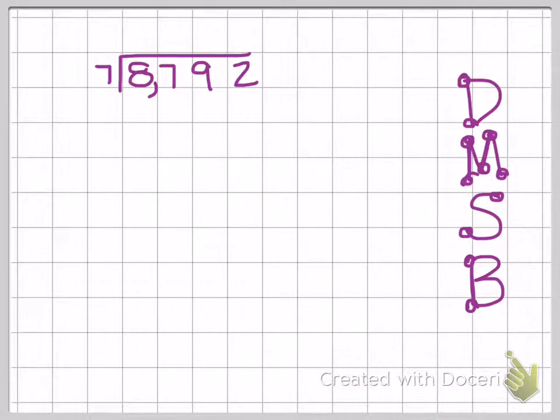Okay, let's try another problem. Now we're going to go to a 4-digit dividend. I think that you can still do it. It's just another digit to bring down. So why don't we go ahead and pause the video and you try it on your own, explain it with your partner, and then we'll check your work.